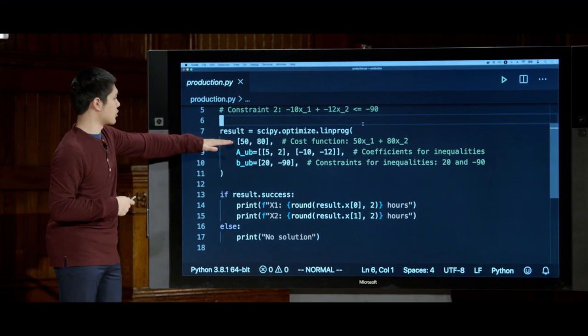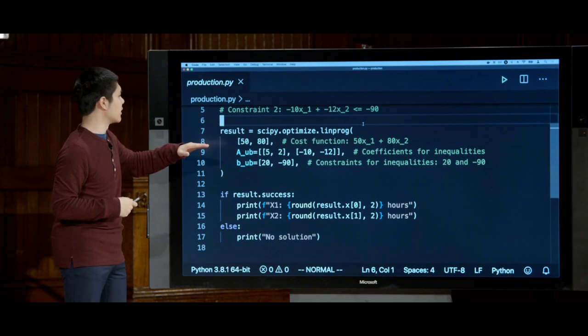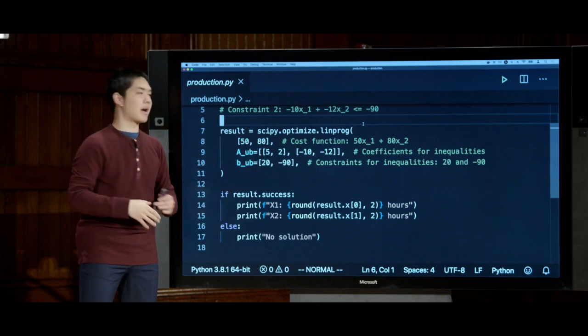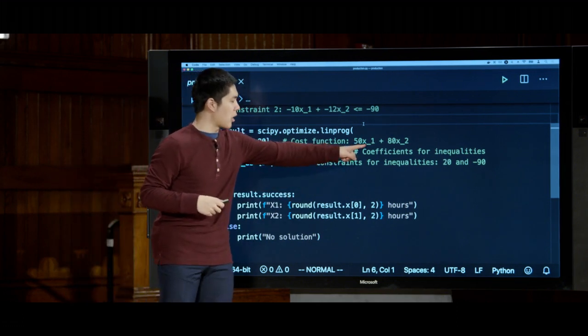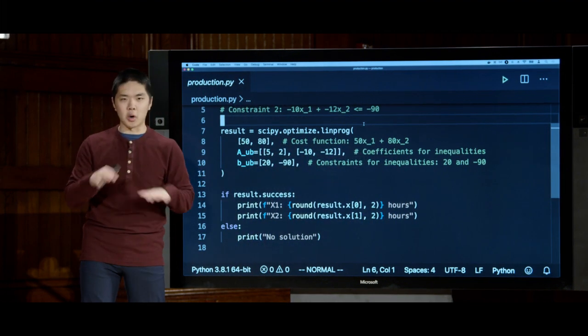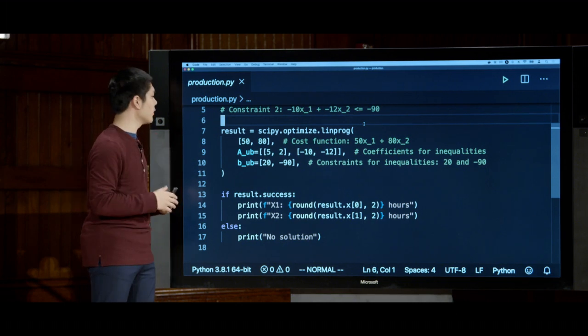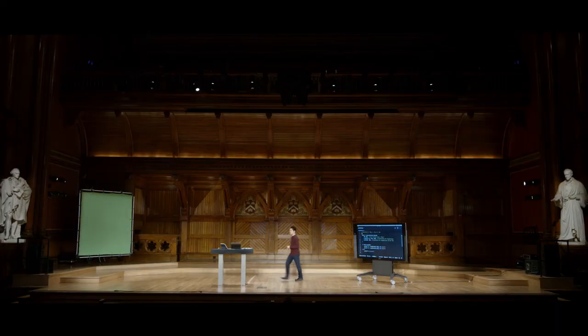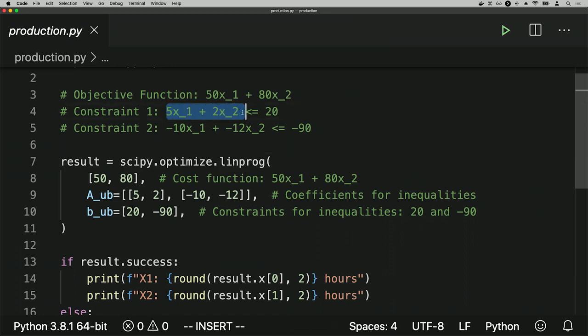But the first argument to scipy.optimize.linprog is the cost function, which is in this case just a list that has 50 and 80, because my original cost function was 50 times x1 plus 80 times x2. So I just tell Python 50 and 80, those are the coefficients that I am now trying to optimize for. And then I provide all of the constraints. So the constraints, and I wrote them up above in comments, are: constraint 1 is 5x1 plus 2x2 is less than or equal to 20. And constraint 2 is negative 10x1 plus negative 12x2 is less than or equal to negative 90.